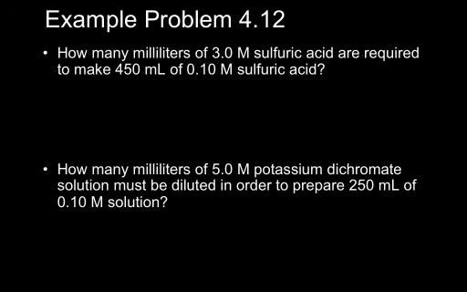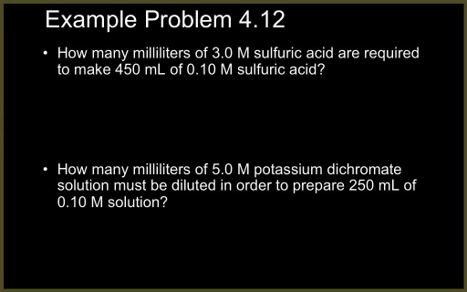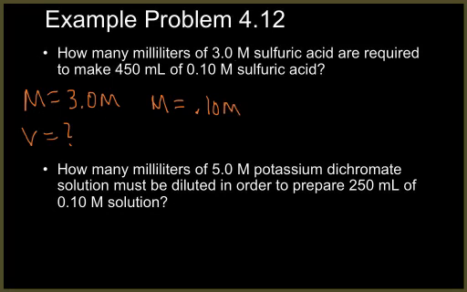So let's look at just a couple examples of these. This first one says how many milliliters of 3 molar sulfuric acid are required to make 450 milliliters of 0.10 molar sulfuric acid. Now in this case, it's okay to use milliliters, so we can leave it in milliliters as long as the 2 on both sides are the same. It doesn't matter whether you're in liters or milliliters. So just to keep these straight here, my molarity is 3 molar. That's my original. I want to know how many milliliters that I need to make a new or diluted concentration of 0.10 molar. And my new volume is 450 milliliters.